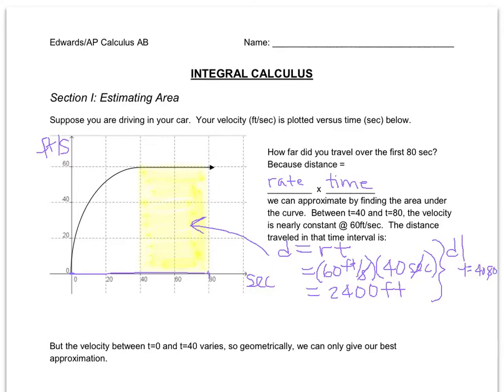Okay, and that's only part of the story though, because we were asking how much over the entire time. Here's a little bit of a problem. This region is going to be very difficult to figure out the area because the rate of change, our velocity in feet per second, is no longer constant. And if you look at it, it's curved.